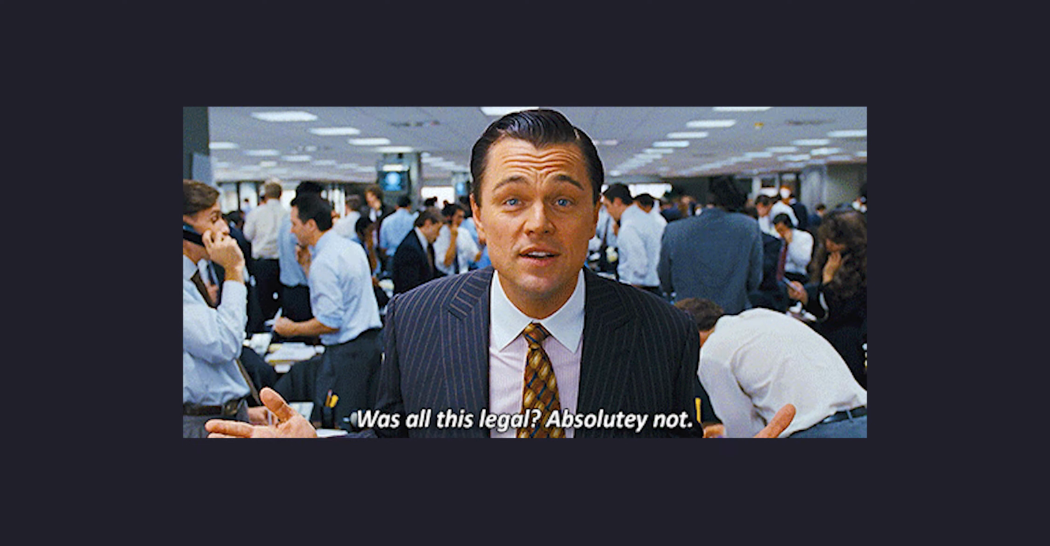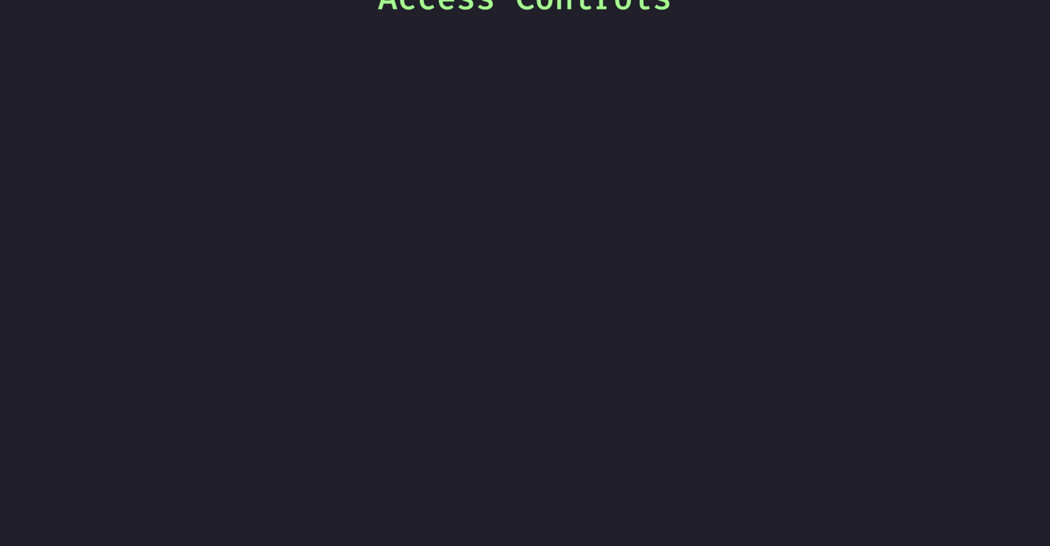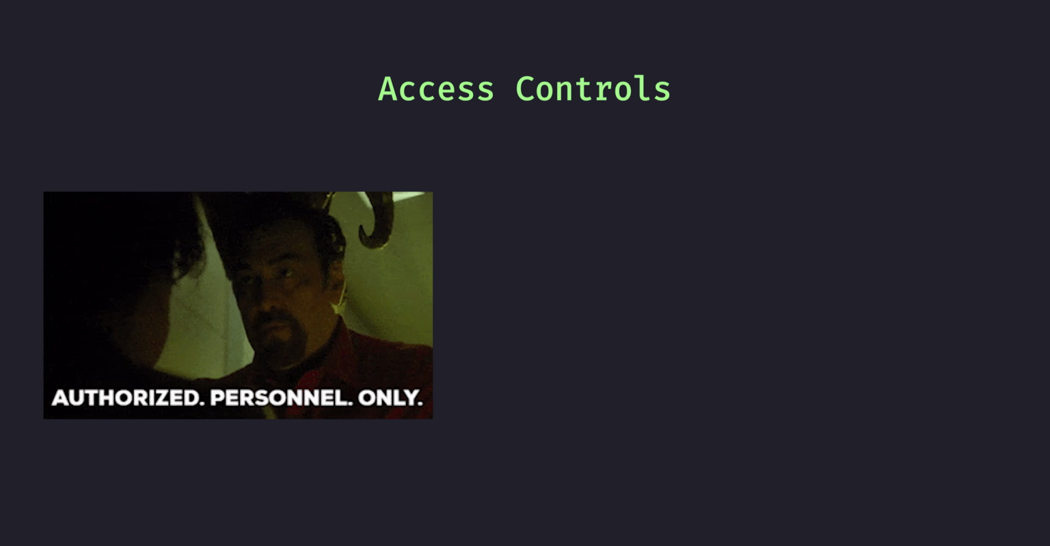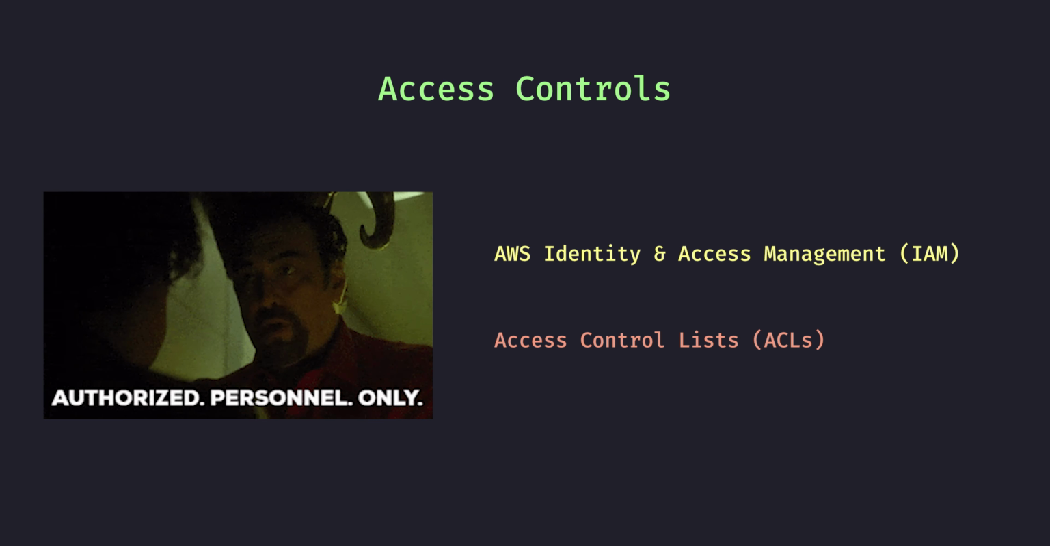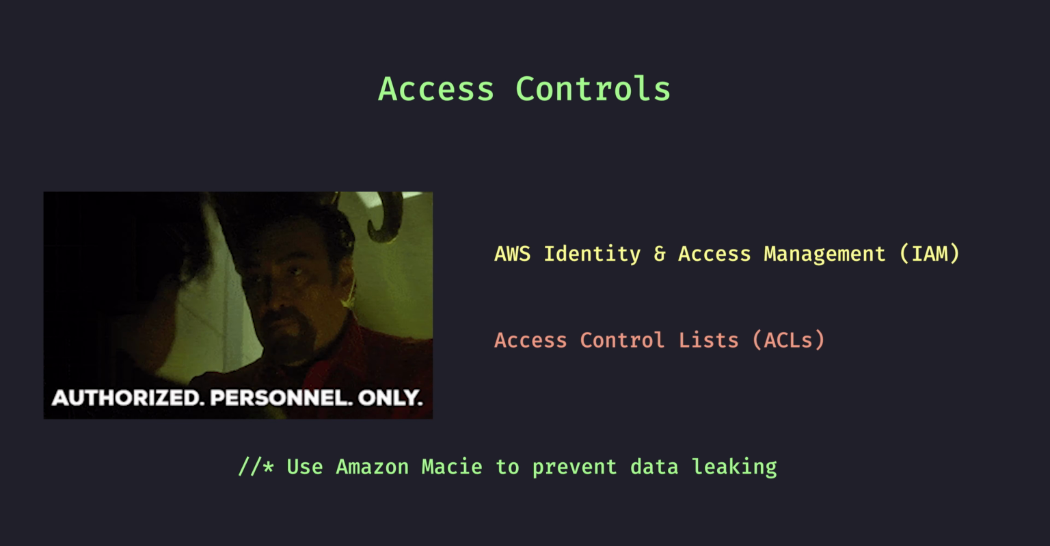If you are working for the government and want to protect your insider trading activities, you will want to set up access controls so only authorized members can view the data, using either AWS Identity and Access Management or Access Control Lists, or a combination of both. If you want to prevent data leaking, you can use Amazon Macie to discover and protect sensitive data stored in Amazon S3. This has been AWS S3 in 10 minutes.